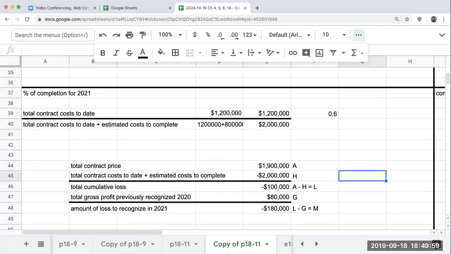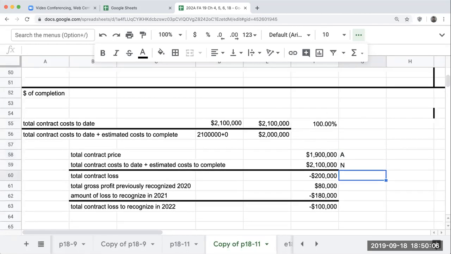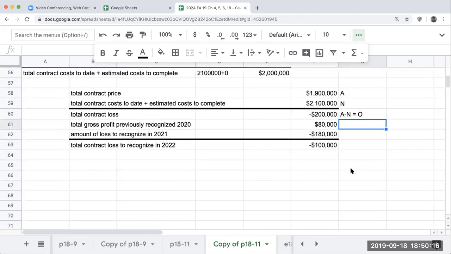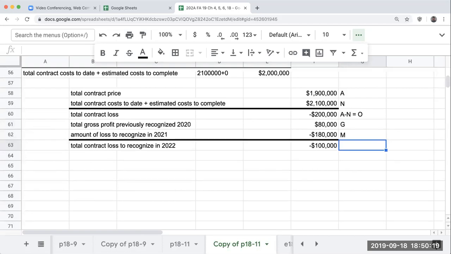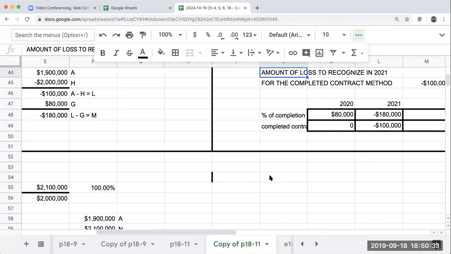And let's come up with some good letters here. So I've got A. Okay, we'll call this letter N. A minus N equals O. And then this 80,000 here was G. And then this is M. So if I do O minus G minus M, that is going to give me P, which is a loss of $100,000.